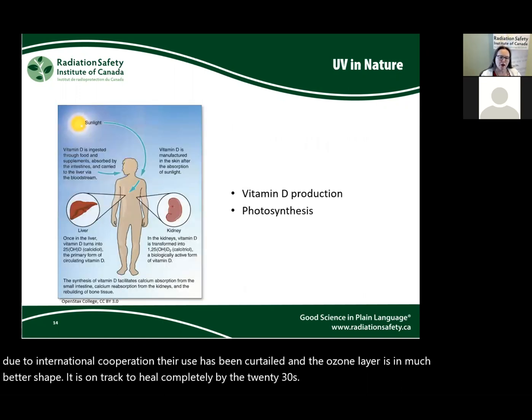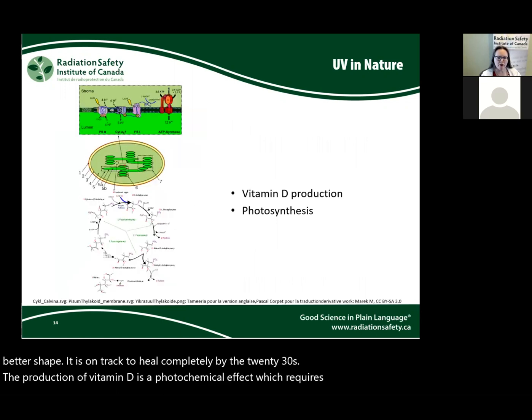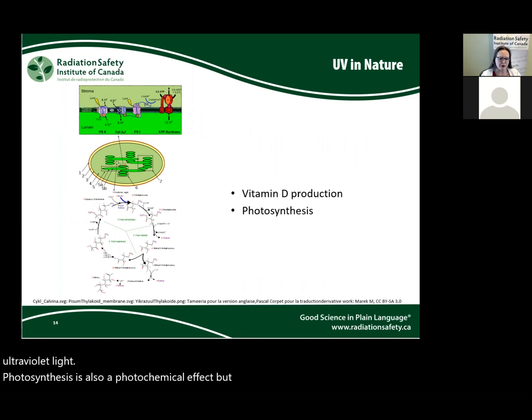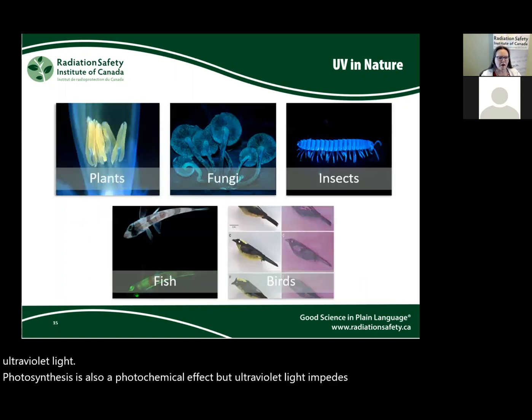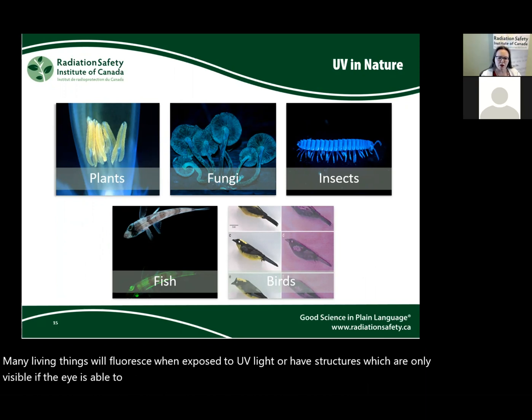The production of vitamin D is a photochemical effect which requires exposure to ultraviolet light. Photosynthesis is also a photochemical effect, but ultraviolet light impedes it. Many living things will fluoresce when exposed to UV light or have structures which are only visible if the eye is able to detect ultraviolet. It is not surprising then that some animals' eyes have evolved to detect ultraviolet light.